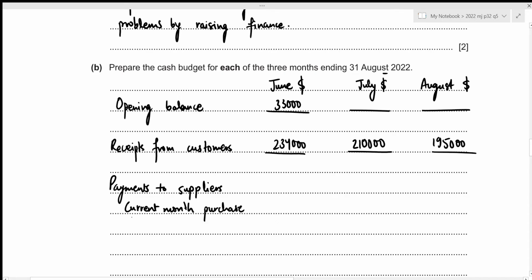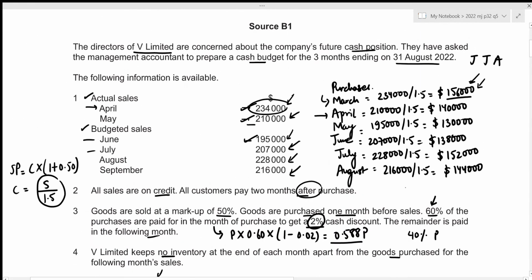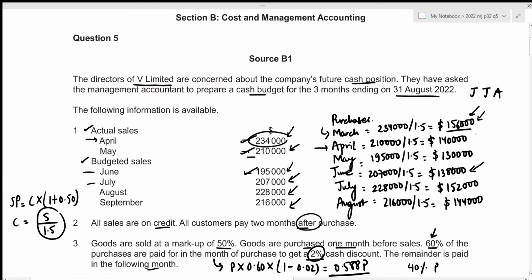And then we have the previous month's purchases because we need to pay 40% of all of our purchases made last month in this month. So that will be last month purchases. Let's calculate these amounts. So for the month of June, we will be paying out 0.588 times this amount. So let's figure it out.